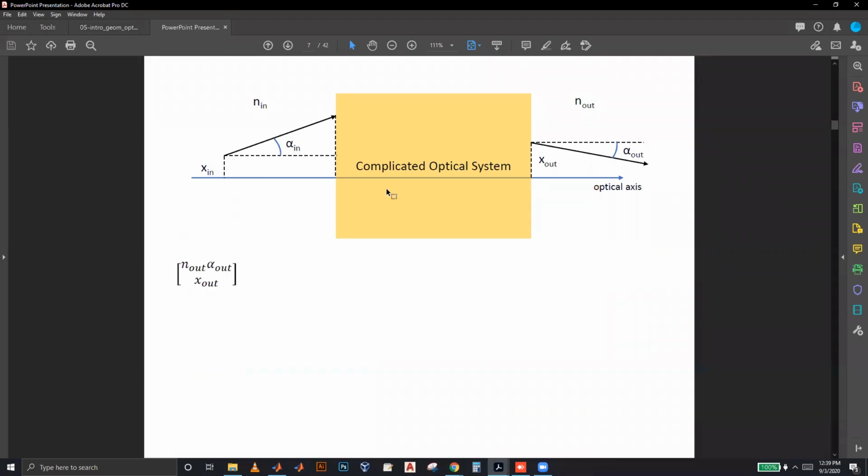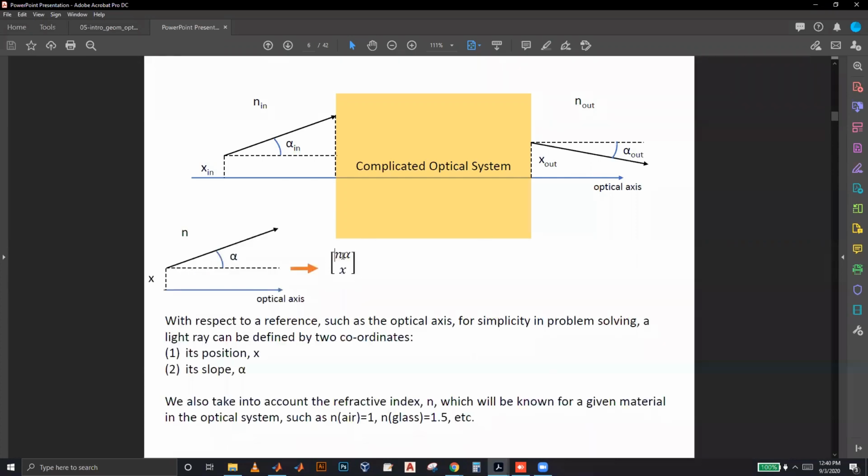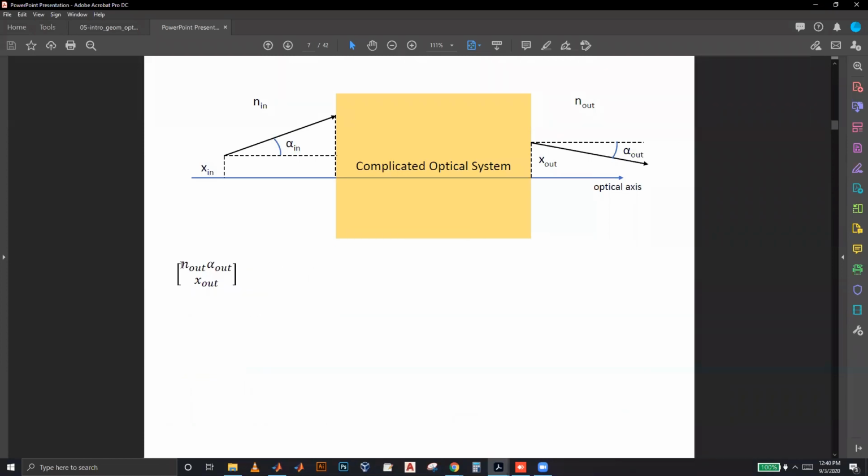Now, we can write a matrix for the output side. So n out, alpha out, just like in the previous slide I wrote n alpha, for the output ray. And its height with respect to the optical axis is x out. So n out alpha out, x out equals some matrix times the input side matrix, n in, alpha in, and x in. The matrix in the middle with the terms m is called the system matrix, and this defines all the properties of this complicated optical system.